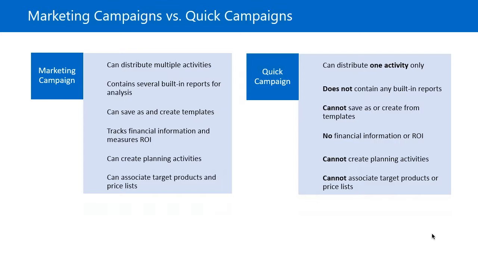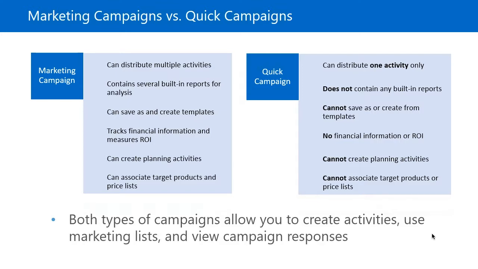And finally, the last difference between a regular campaign and a quick campaign is that with a regular campaign, you can associate target products, price lists, and sales literatures as we've discussed previously. Whereas with quick campaigns, you do not have that ability to associate those record types. Now, it's important to note that both quick and regular campaigns allow users to create activities, to use marketing lists, and to view and track campaign responses.